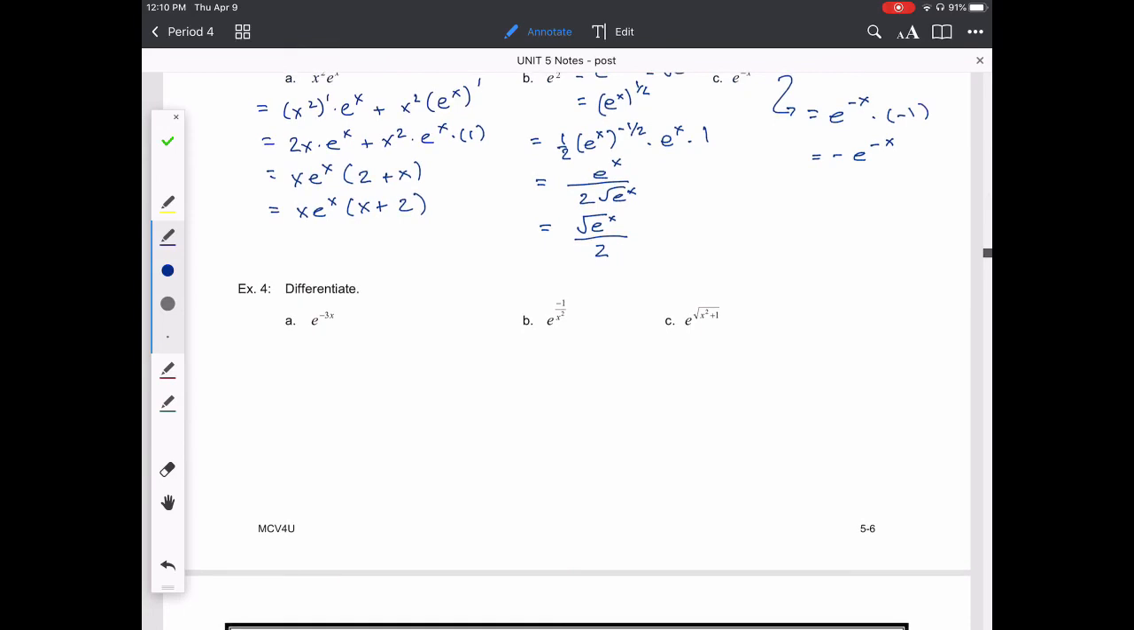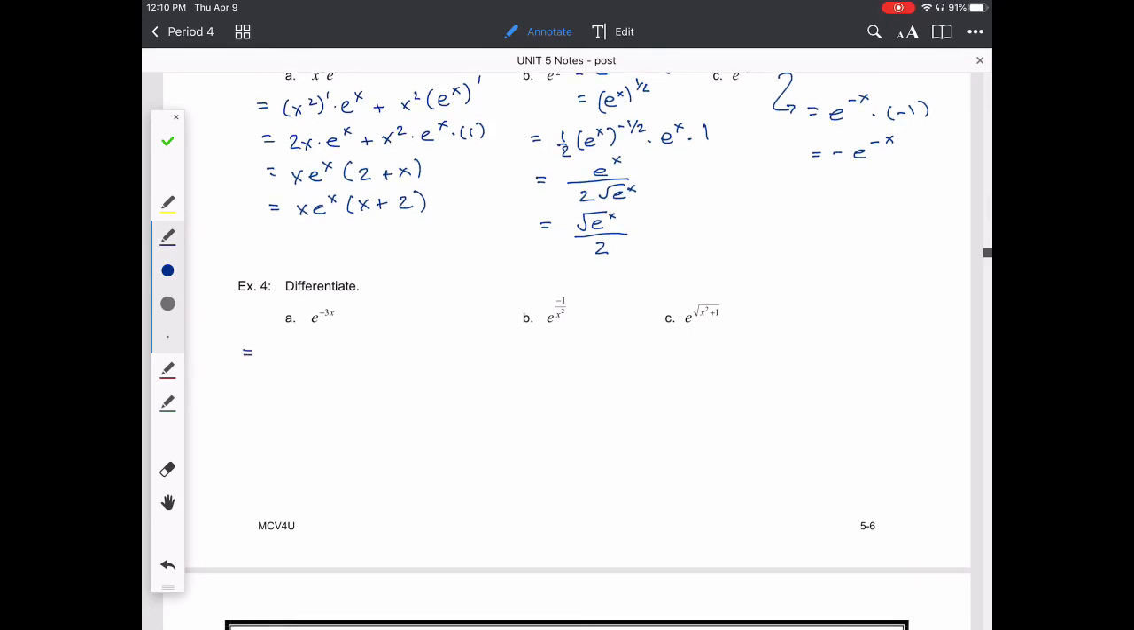Let's do example 4. So again, it says differentiate. So we know that the derivative of e to any kind of exponent is going to be itself. So there's my e to the negative 3x times, we have to take the derivative of the exponent. So it's going to be negative 3. And when I simplify it, we're going to have negative 3 e to the negative 3x.